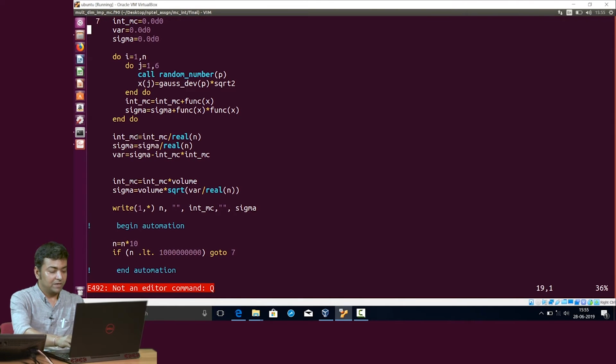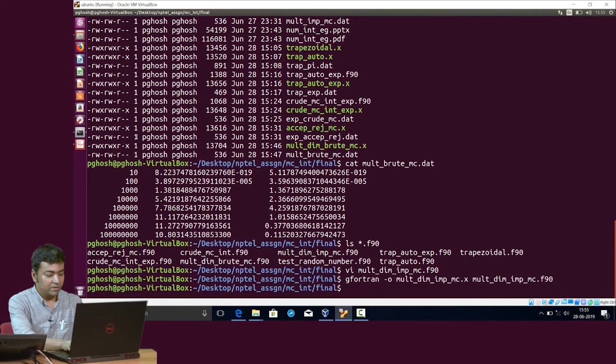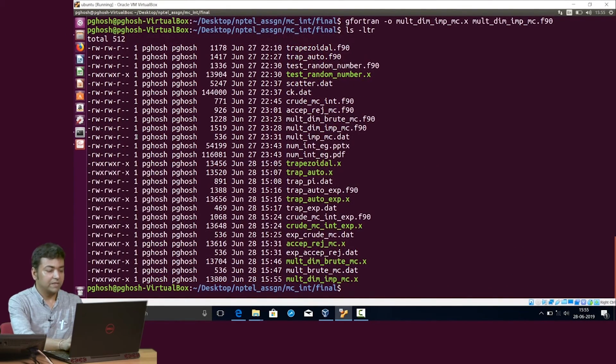Let us now try to run it and see what happens. But before running it, we need to compile it: gfortran -o mult_imp.x Monte Carlo dot F90. Again, if we do ls -ltr, I have this particular executable file which I will use to run my code.